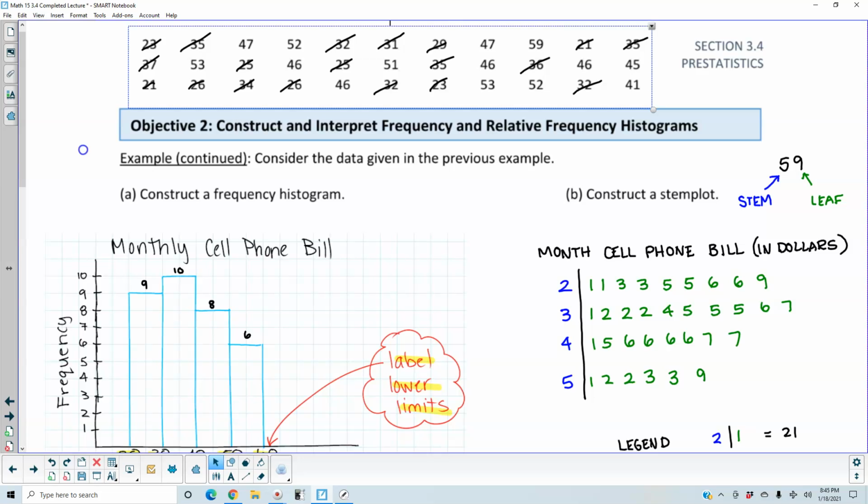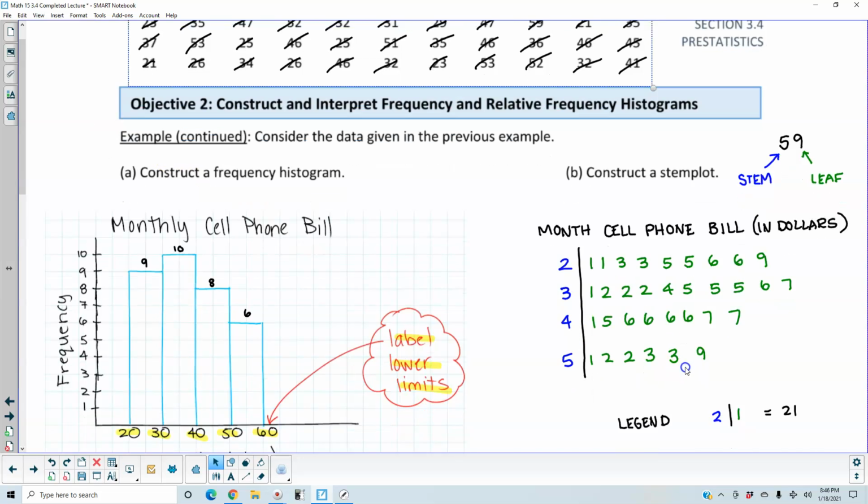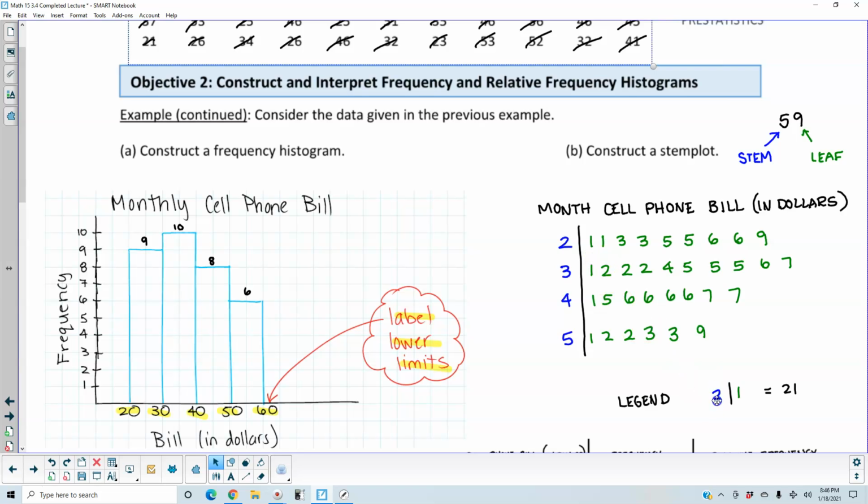Then we have a 41 and a 45. And then we have four 46s: there's 1, 2, 3, and 4. And we have two 47s: there's 1, and then there's 2. Then, 5 being the stem, we have one 51. We have two 52s, two 53s, and then a 59 to complete the stem plot. Again, the legend: 2 represents the stem and 1 represents the leaf, which would be 21.